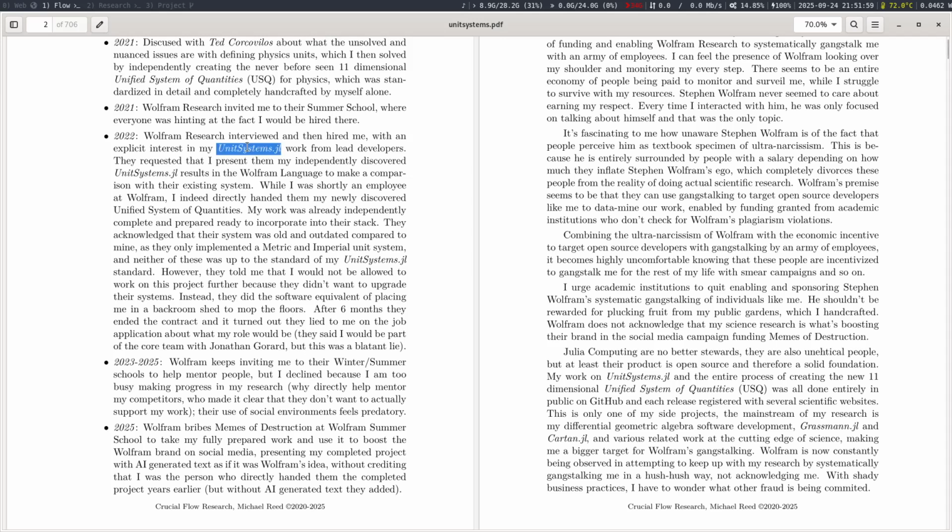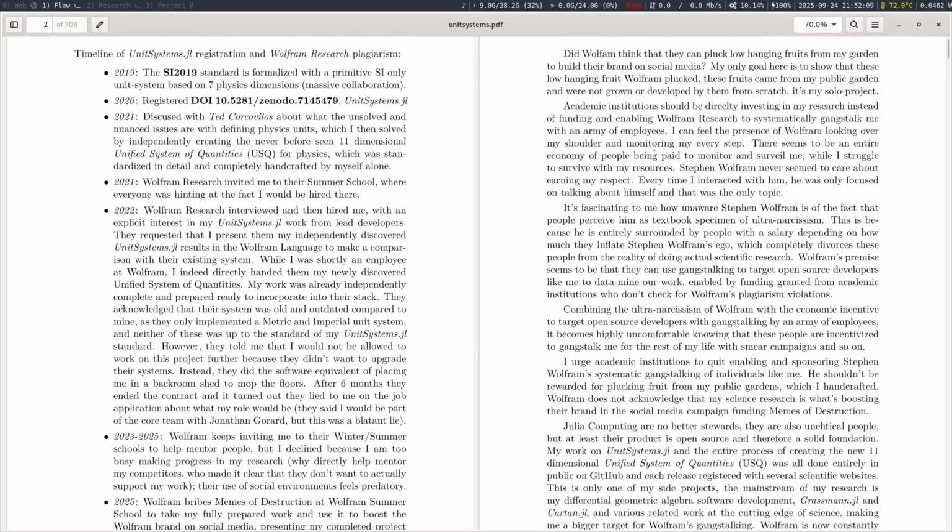And they asked me about this project back then. So yeah, that was the Wolfram notebook for that. So I was wondering, did Wolfram think that they can pluck these low-hanging fruits from my garden to build their brand on social media? My only goal here is to show that these low-hanging fruit that Wolfram plucked came from my public garden and they were not grown or developed by them from scratch. It was my solo project that I presented to them.